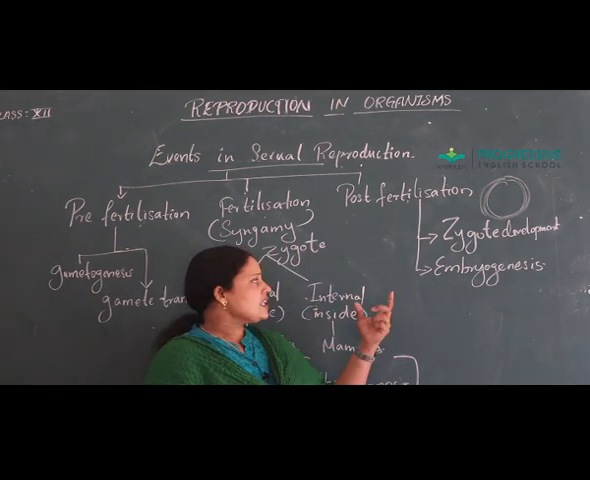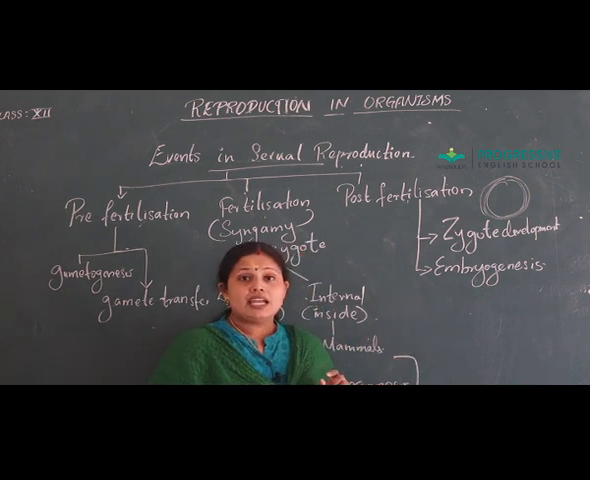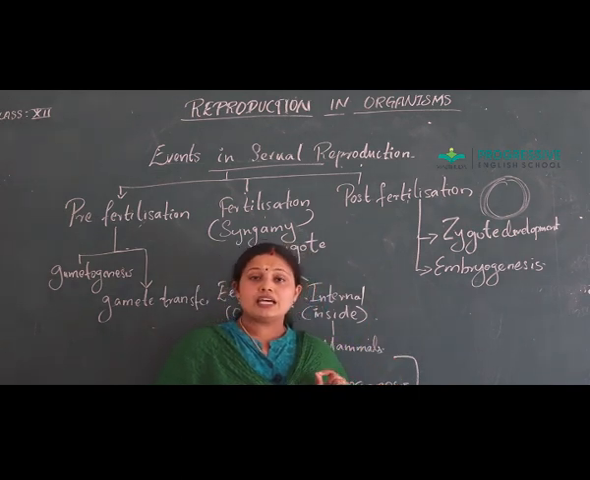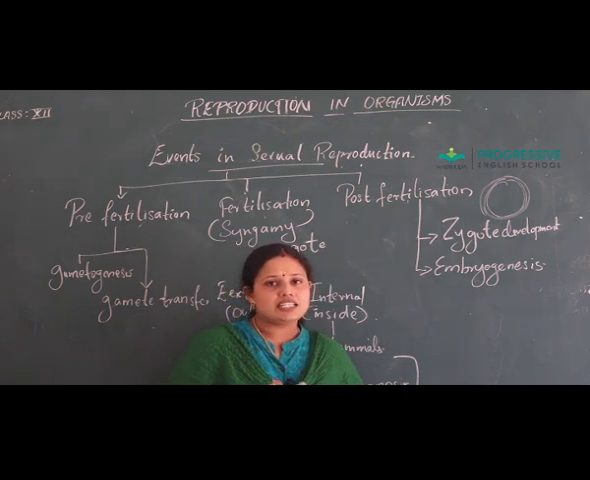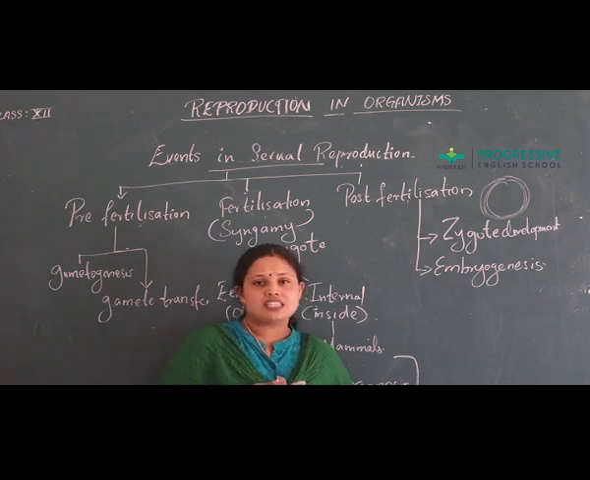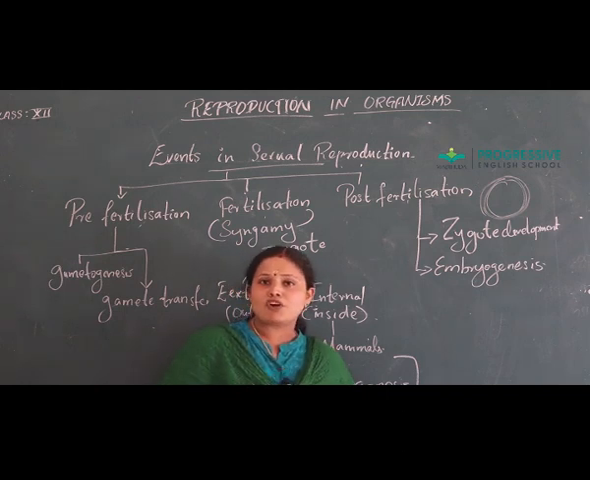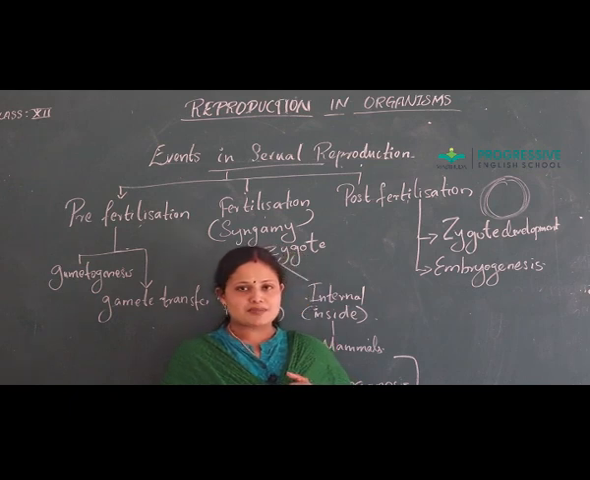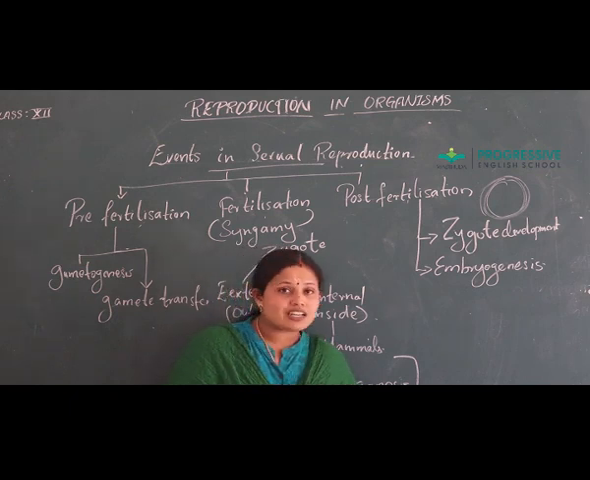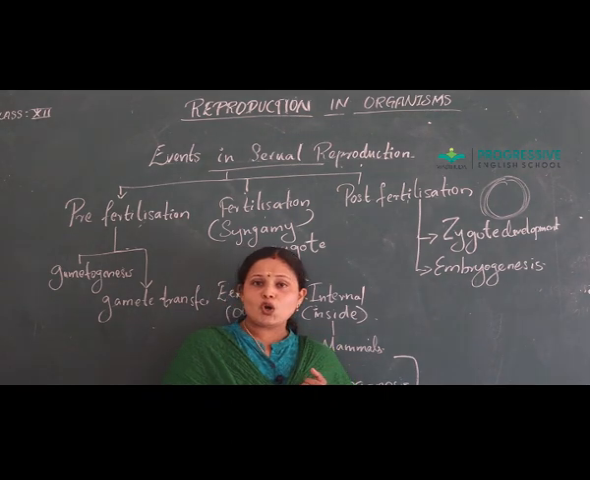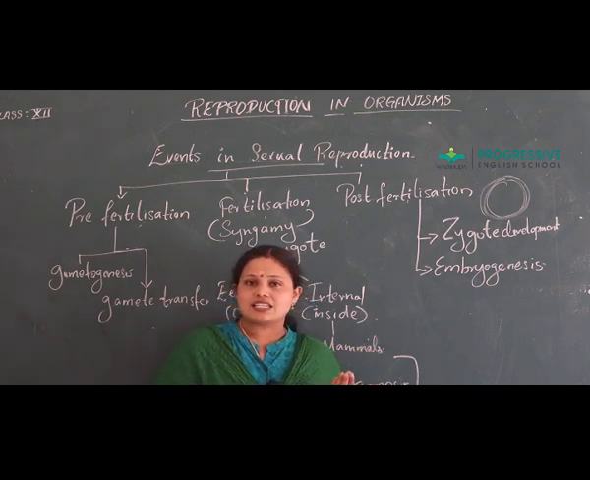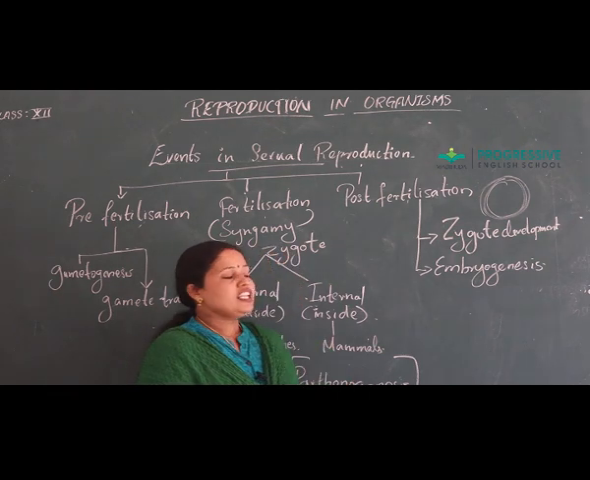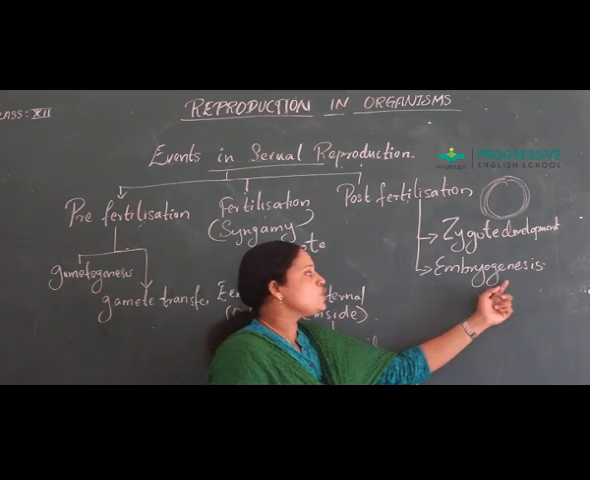And in the case of zygote development in the haplontic life cycle, what happens there? They will undergo reductional division, that is meiosis, and they will form haploid organisms. And in the case of the diplontic life cycle, what happens? They will undergo mitotic divisions and they will form diploid organisms. And this we have already studied in our 11th standard chapters. Now we need to discuss embryogenesis.